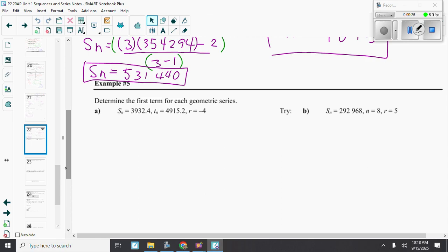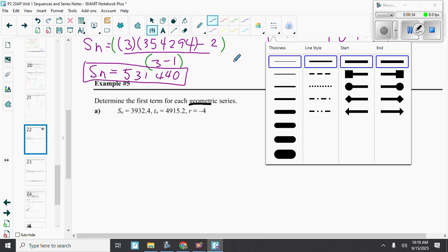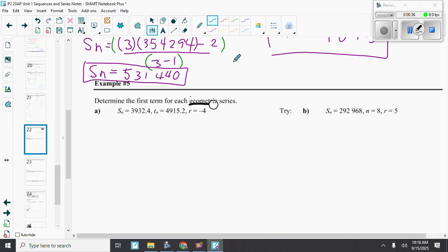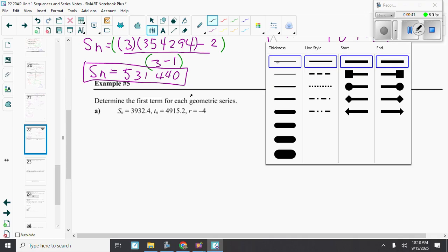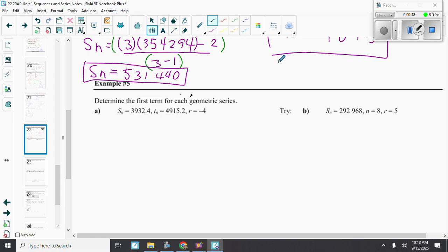Now they're giving us the sum of the geometric series. So they tell us it's geometric. Again, in this unit, like this lesson, it's obvious because we're talking about all of our geometric stuff. All right. So in this case, we're given the Tn.